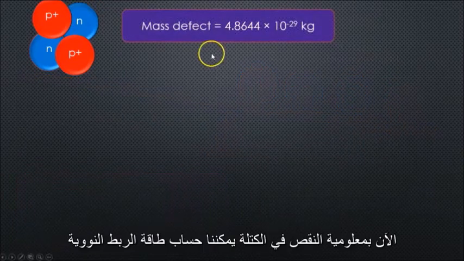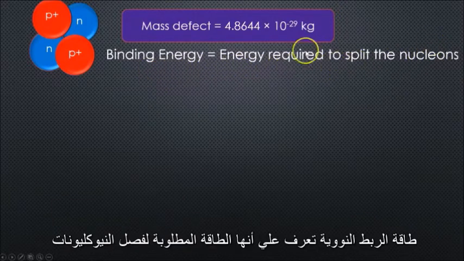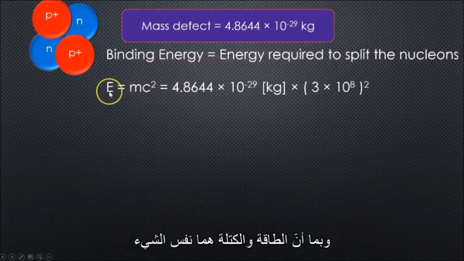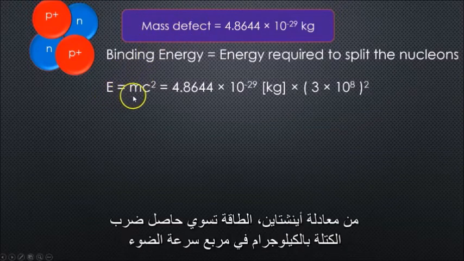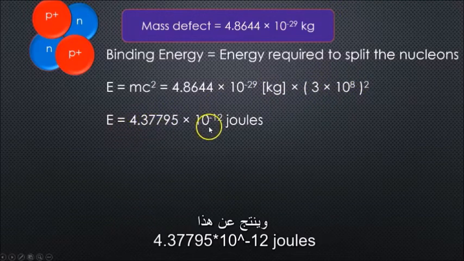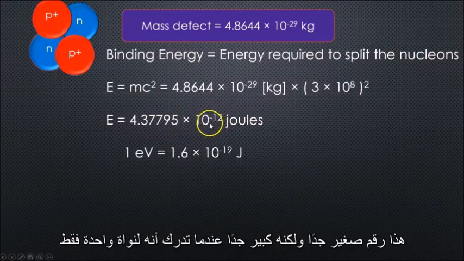Now we know the mass defect, we can work out the binding energy. The binding energy is defined as the energy required to split the nucleons apart. Because energy and mass are the same thing, the amount of mass defect is equivalent to the energy difference. Energy equals mc squared, multiply the mass defect by the speed of light squared. Note standard units for mass are kilograms, and this is the speed of light in meters per second. That gives 4.4 times 10 to the minus 12 joules. That's a very small number, but it's pretty big when you consider this is just for one nucleus.